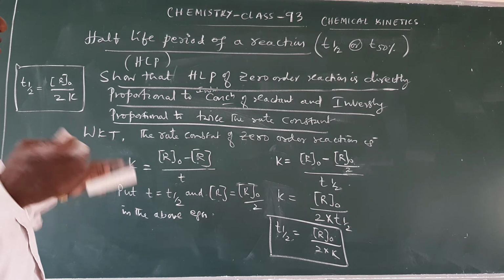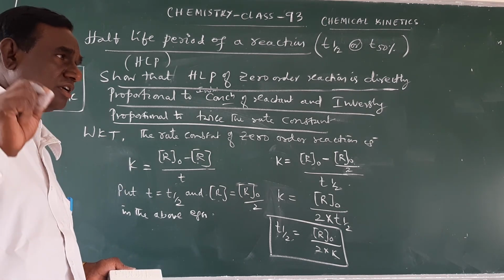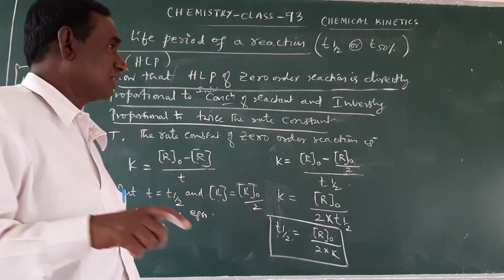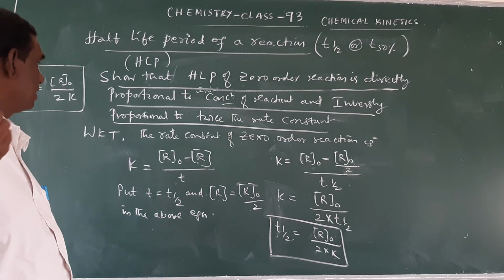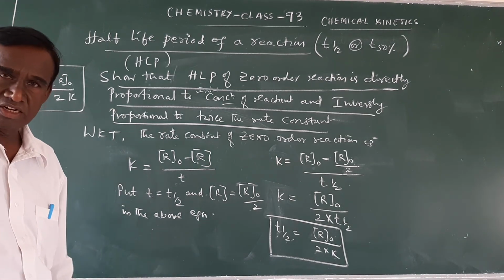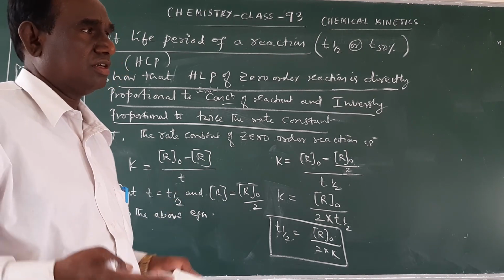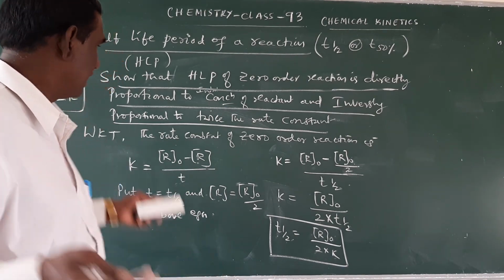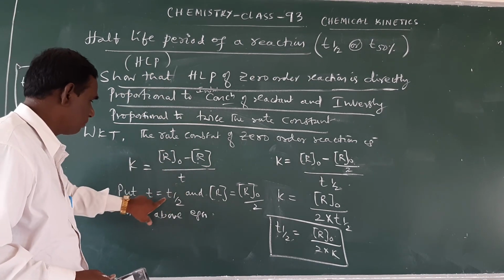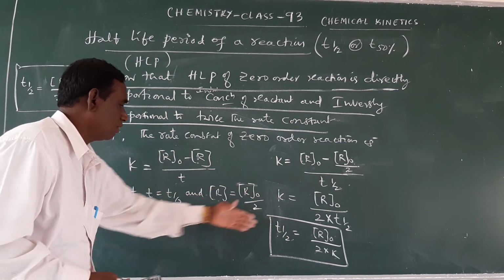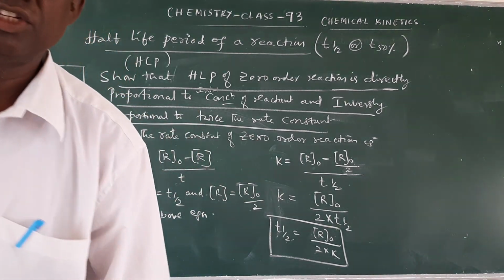So that completes the small topic of zero order reaction. That is the rate constant of zero order reaction. What is the half-life period of a reaction? Show that the half-life period of zero order reaction is directly proportional to the initial concentration of the reactant and inversely proportional to twice the rate constant. The first one is a 3 mark and this is a 2 mark question. Just write this equation, put T is equal to T half and R is equal to R naught divided by 2 to begin. Okay, so we will meet in the next video.